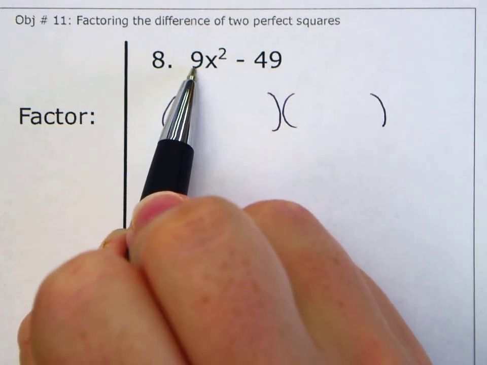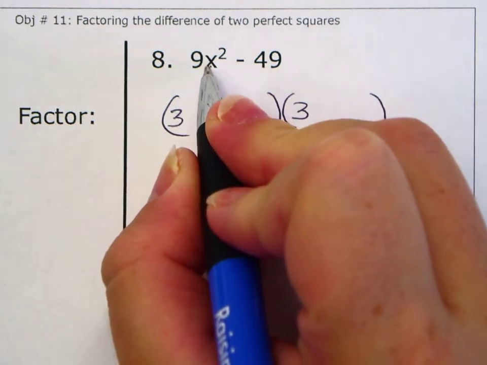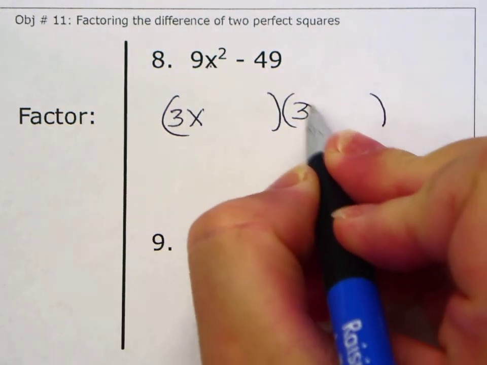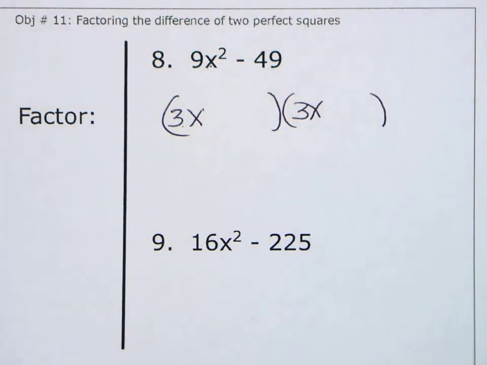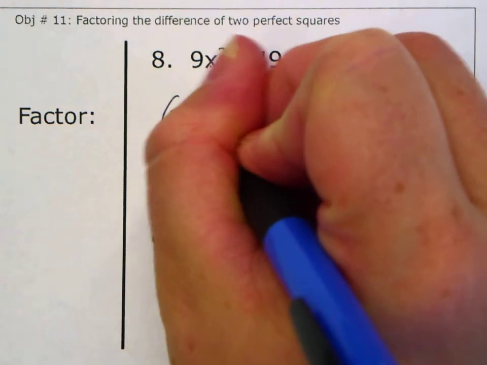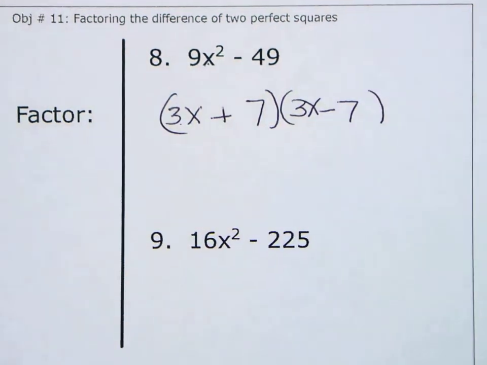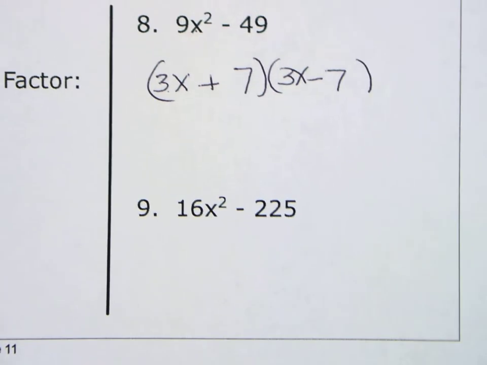What times itself is 9? 3 and 3. Don't forget you have x squared, so x and x. They go together. 3x times 3x is 9x squared. What times itself is 49? 7 and 7. One's plus, one's minus. Done. Try number 9 on your own. If you're not sure of the numbers, look back at that chart we made.